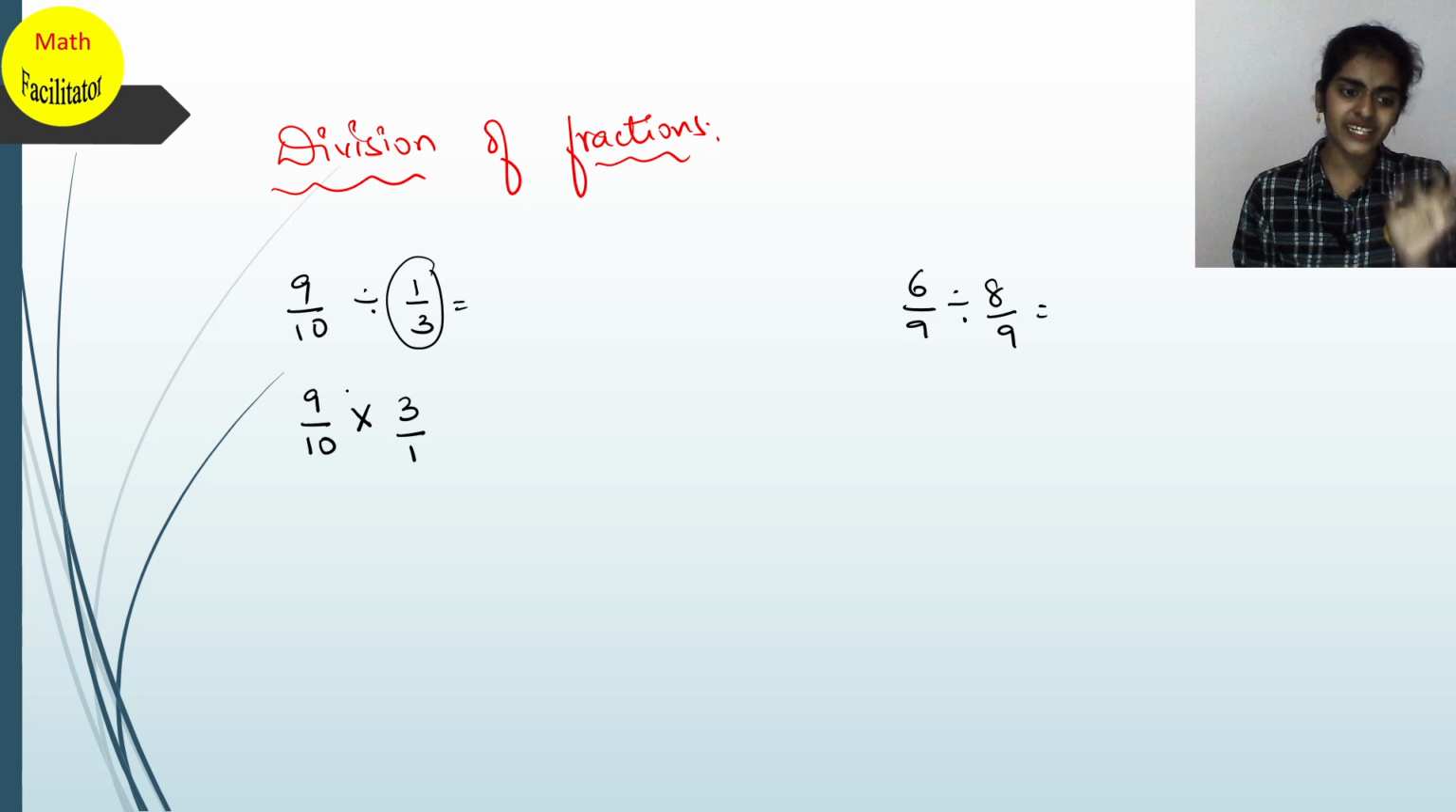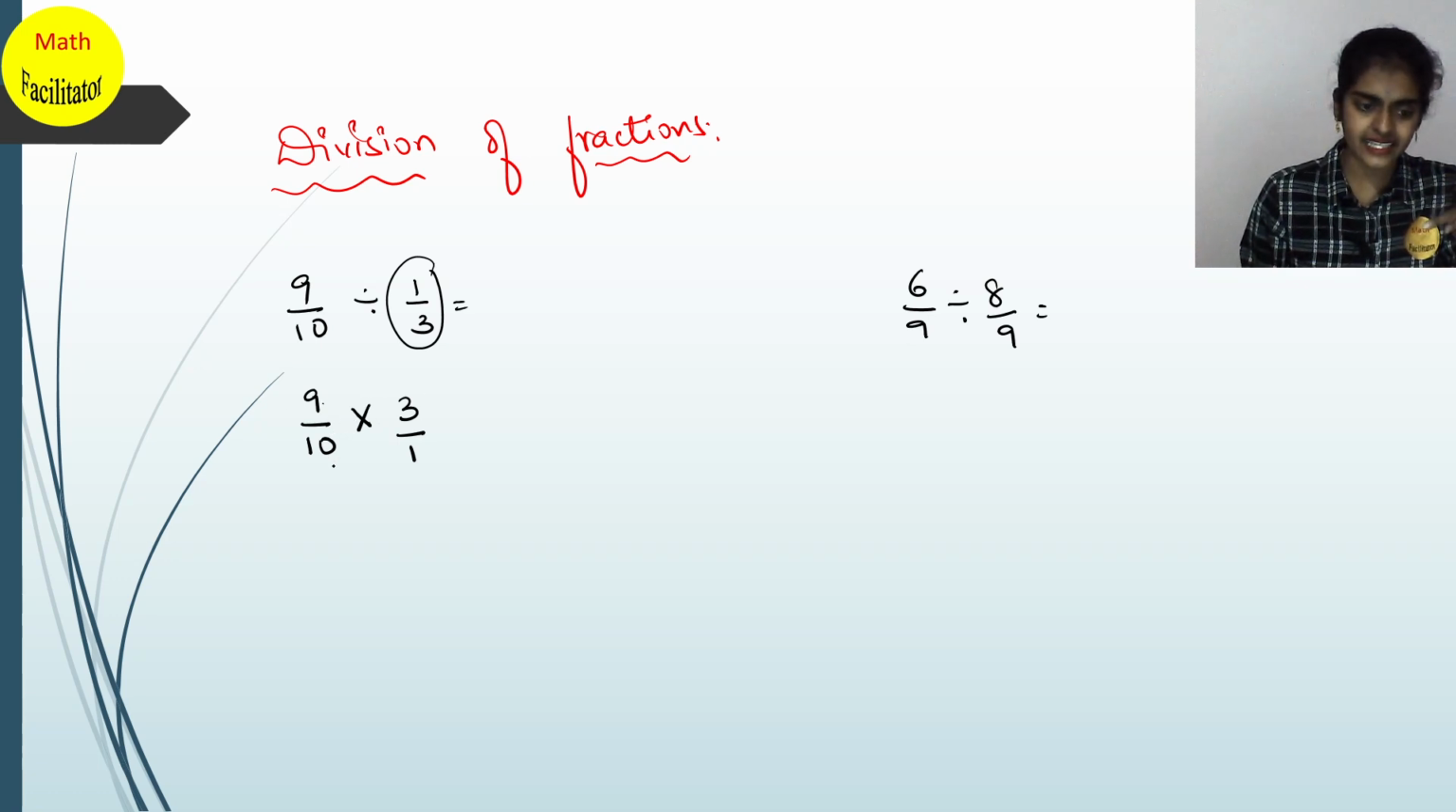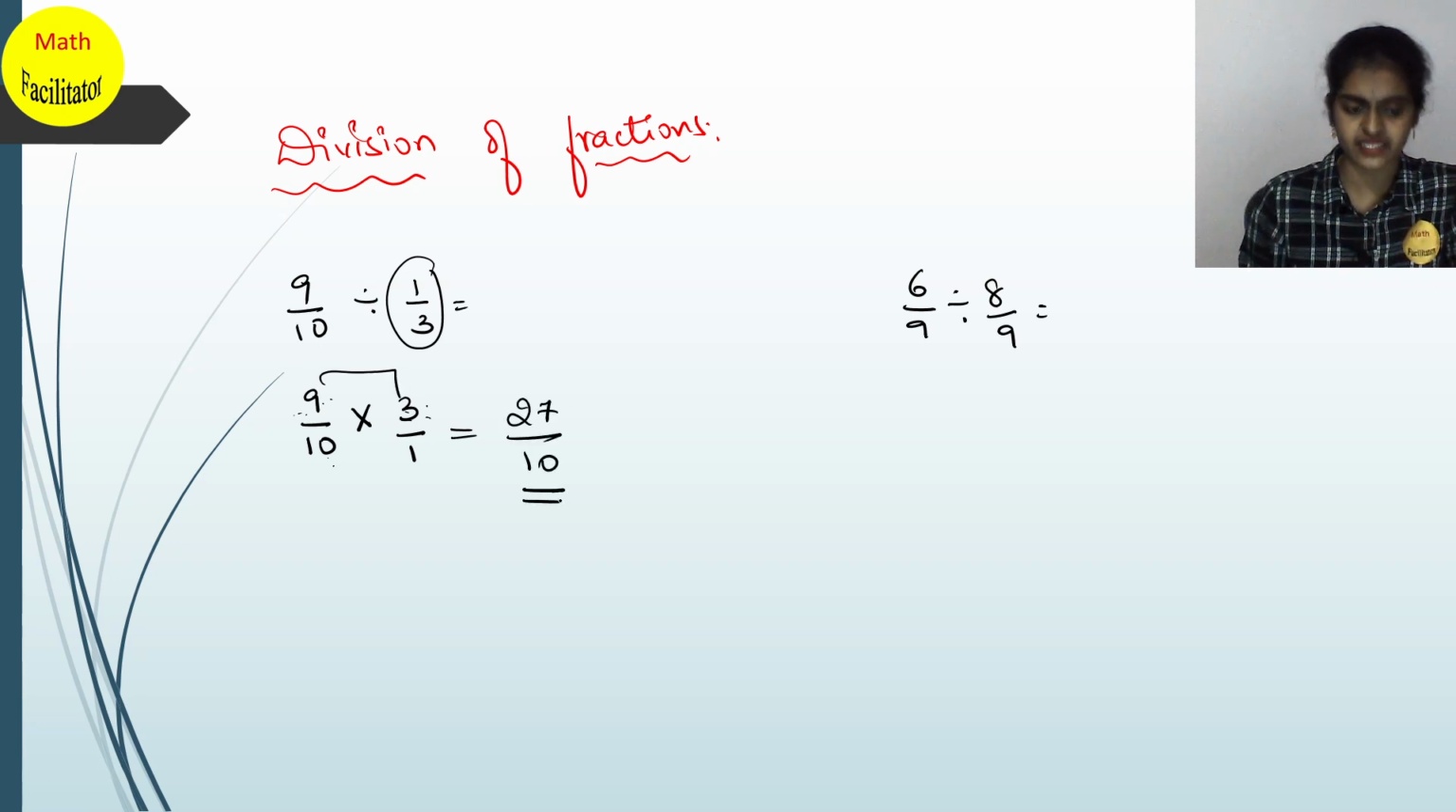Now it is again multiplication of fractions. Check if there is any common factor. 9 and 10, no common factor. 3 and 1, no common factor. 3, 10 also no common. 9, 1 also no common. 3 and 9 have a common factor, but these two are in the numerator, so you cannot cancel. Okay, so write the answer. 3 9s are 27 divided by 10 1s are 10. This is the final answer.